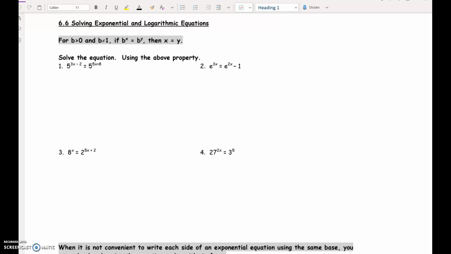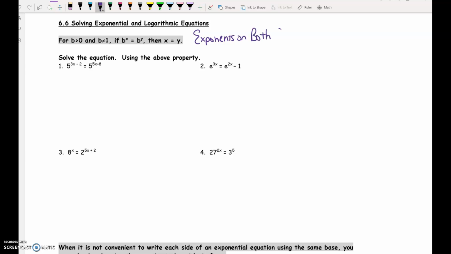So in your notes, you might want to jot down right here that this is exponents on both sides. We're going to do exponents on both sides, exponents on one side, and then in the next video we'll do logs on both sides, logs on one side. Okay, if you have exponents on both sides, we're going to be using this property.